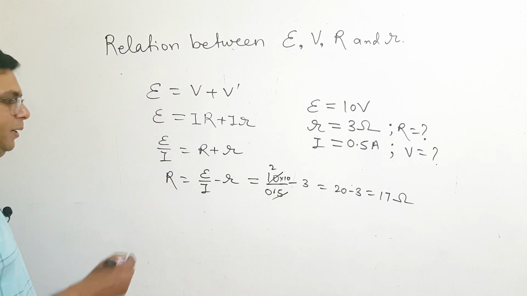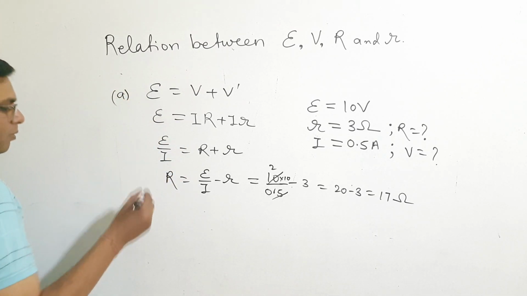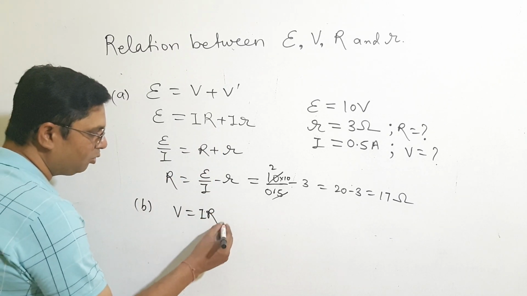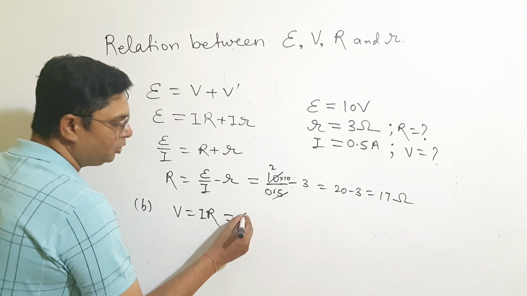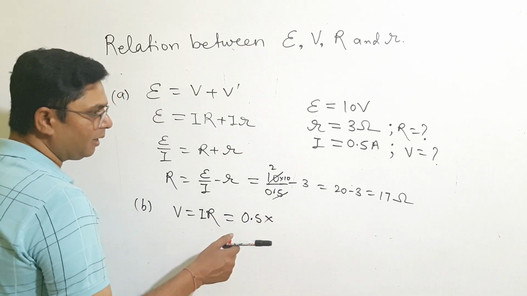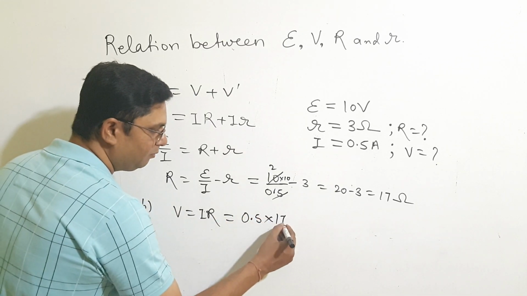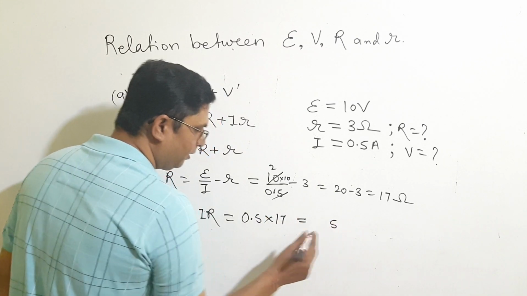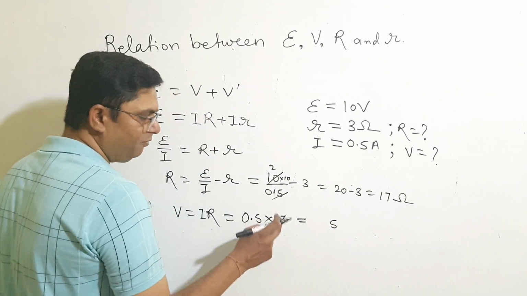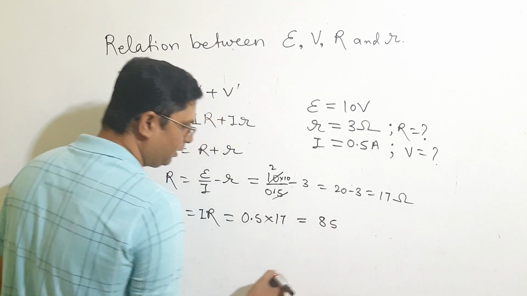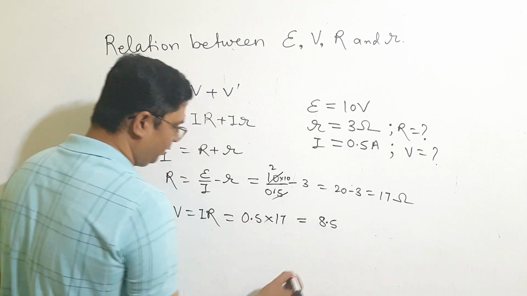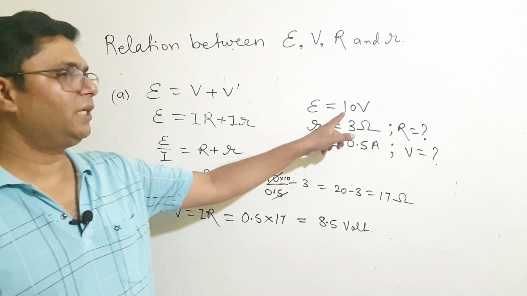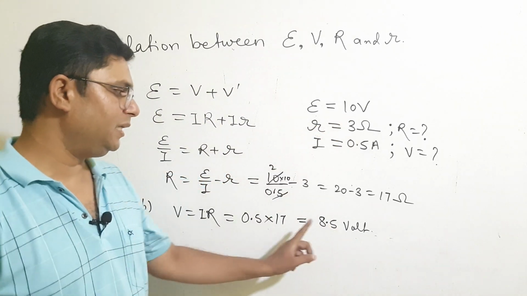Now you have to find V. Part A is determined. Part B, you have to find V. So V equals IR according to Ohm's law. What is I? I is given 0.5. What is R? Capital R, just determined, it is 17. Multiply this: 5 into 7, 35. 5 into 1, 5 plus 3, 8. And substitute the decimal point, 8.5 volt. Here also it is clear that EMF is 10 volt and terminal potential is 8.5 volt.